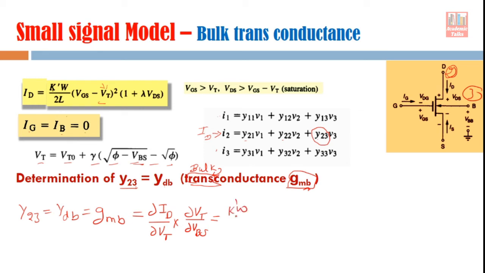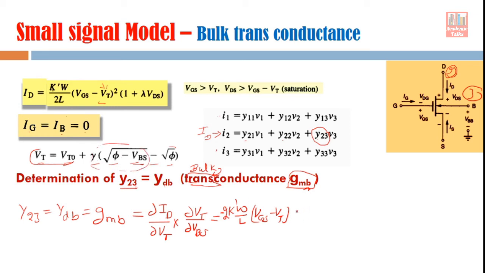K prime W by L, VGS minus VT, and it is minus, the power 2 has gone there, minus this, and then differentiate VT with respect to VBS. So VT is given here. If you differentiate this VT with respect to VBS, you see this is constant, 0. Only this part will be there. So this part is also constant, so it will be 0. So what will you get if you differentiate this particular component with respect to VBS?